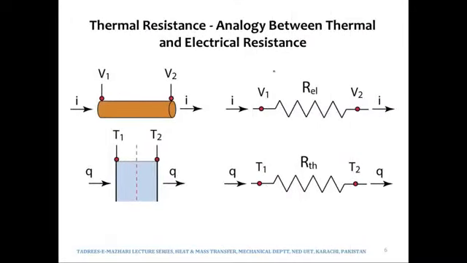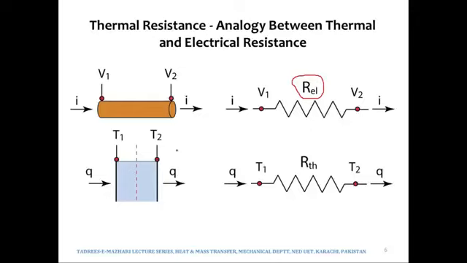Now this is the analogy between the thermal networks and electrical networks. See, it is a wire through which the current is passing, and the current will pass as a result of voltage difference, potential difference. So on the nodes we would have V1 and V2, and the current would then flow through this electrical resistance. The resistance would be offered by that wire through which the current is passing.